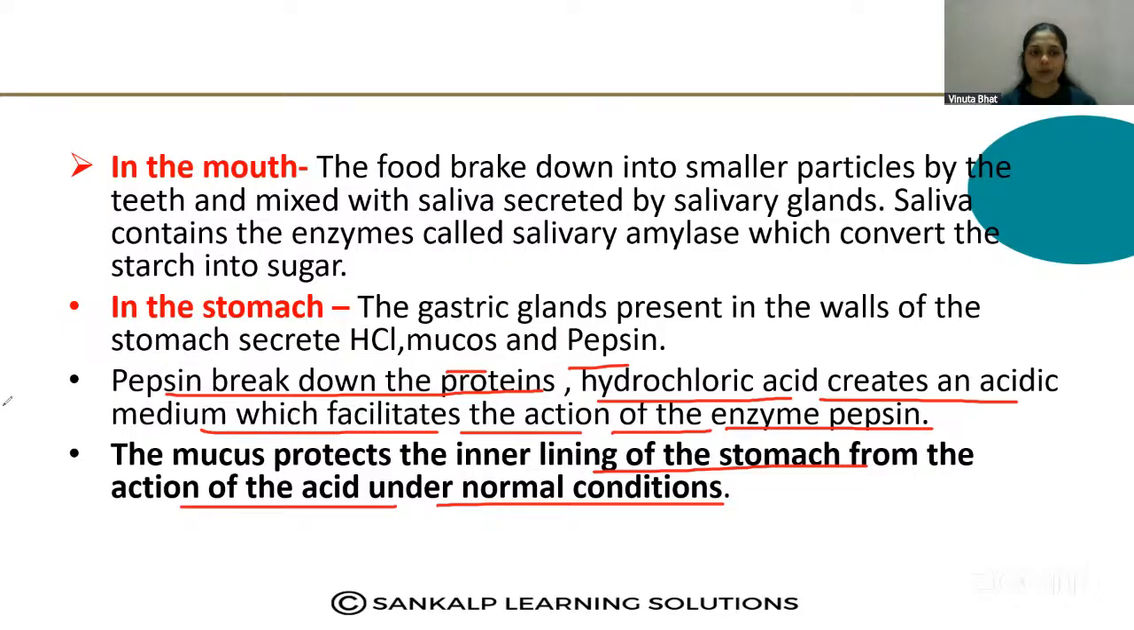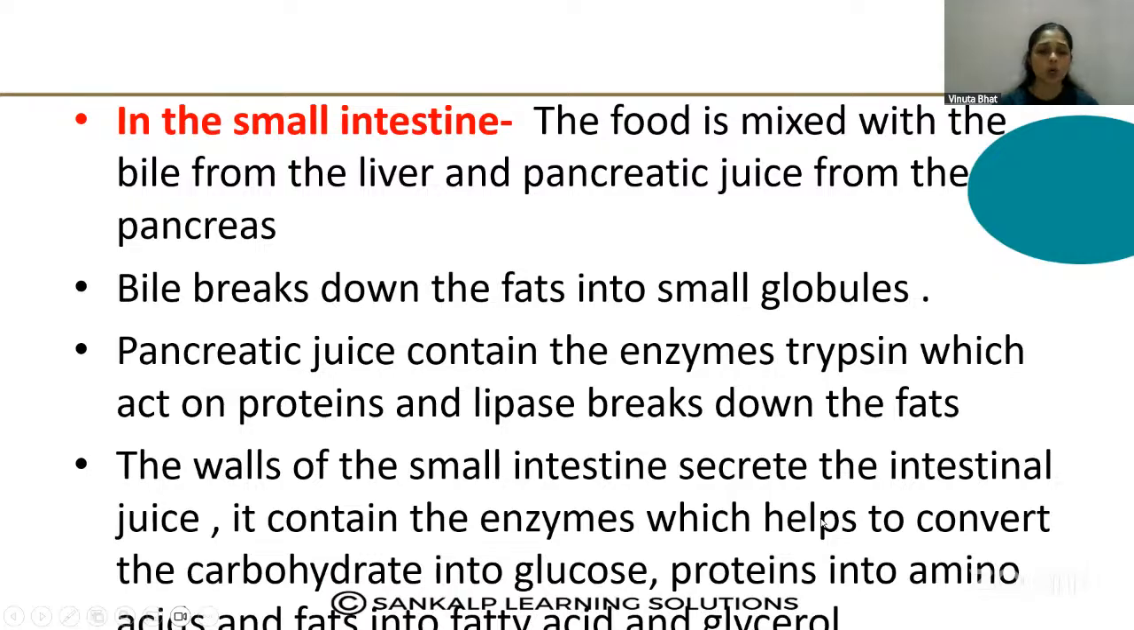The very important one, in the small intestine. The complete digestion and absorption of the food takes place in the small intestine. Very important one. So the complete digestion takes place in which part of the digestive system? Stomach, mouth, small intestine, large intestine. The correct answer is the small intestine.